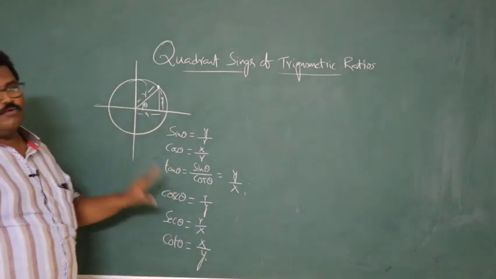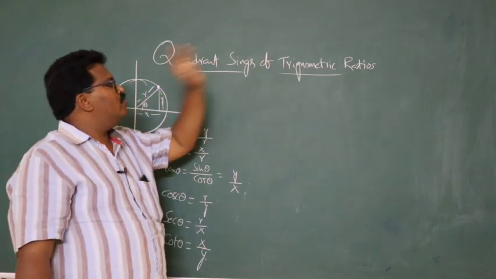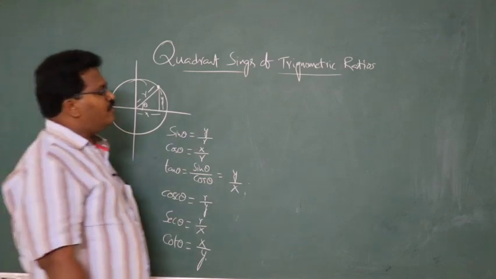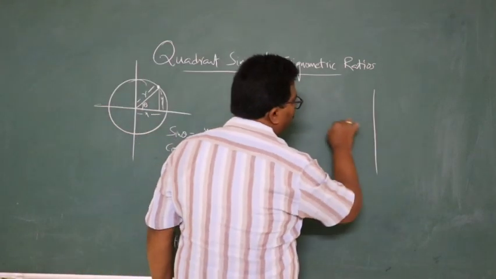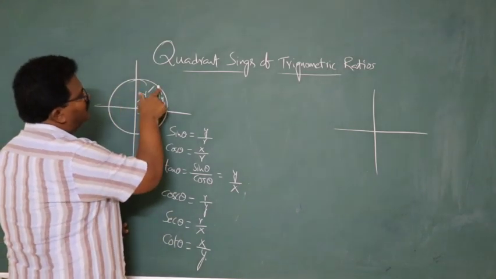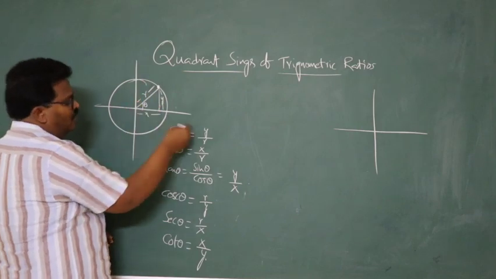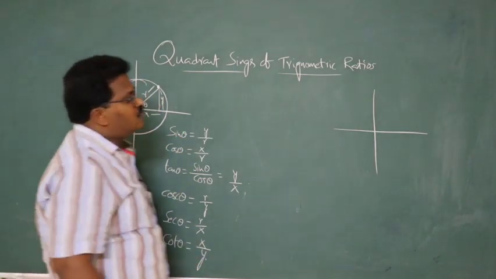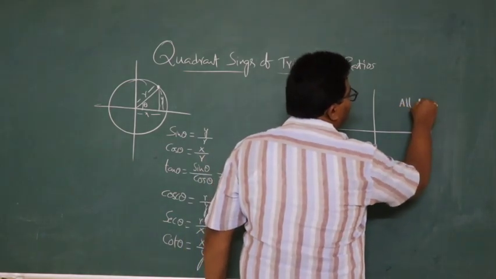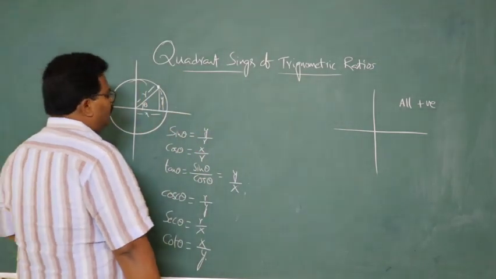So here the important point is, in the first quadrant, which trigonometric ratios are positive? To remember this we have a table also. Before going to the table, observe this: in the first quadrant, x and y both are positive. So all trigonometric ratios are positive.